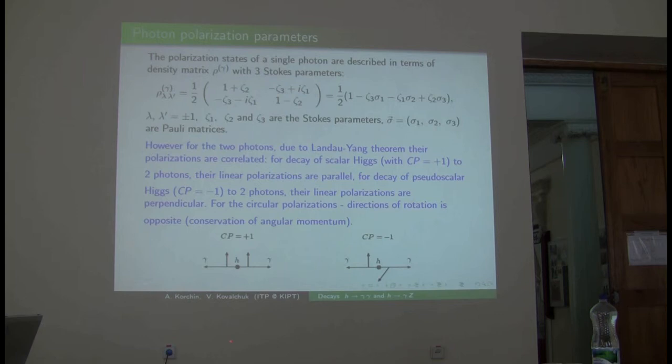in parallel. So this is over here. And for example, if we have a scalar Higgs decaying to two photons, then linear polarizations are perpendicular to each other. And of course, for circular polarization, the photons are just opposite in this case because the Higgs has spin zero. So these characteristics of these two photons are correlated, of course.